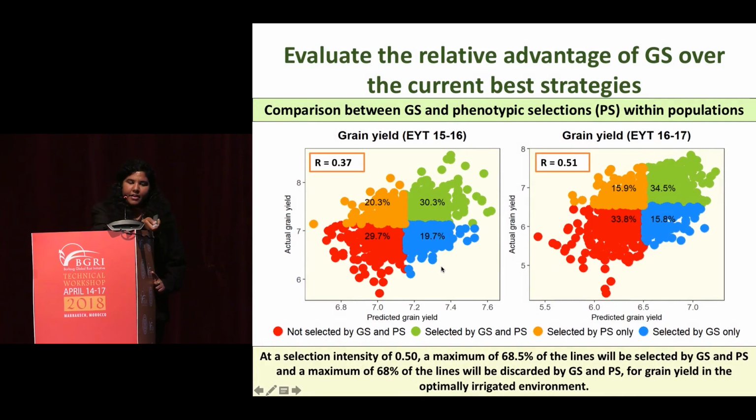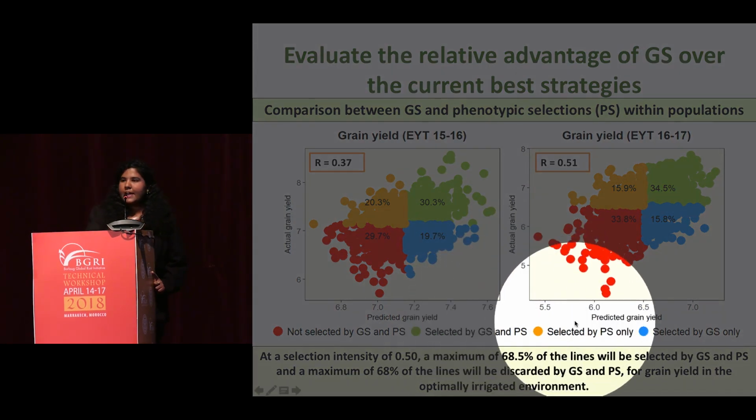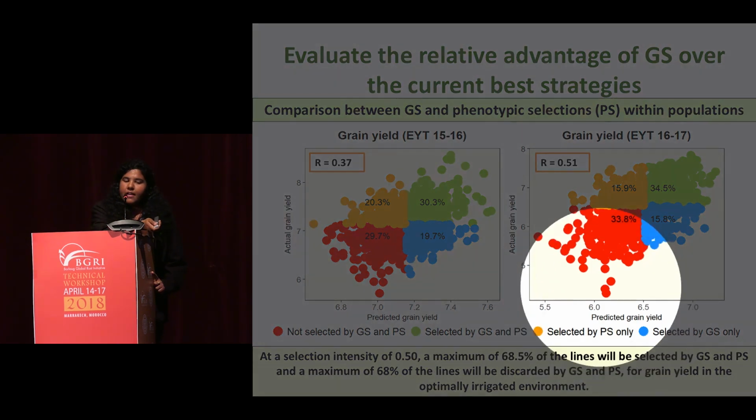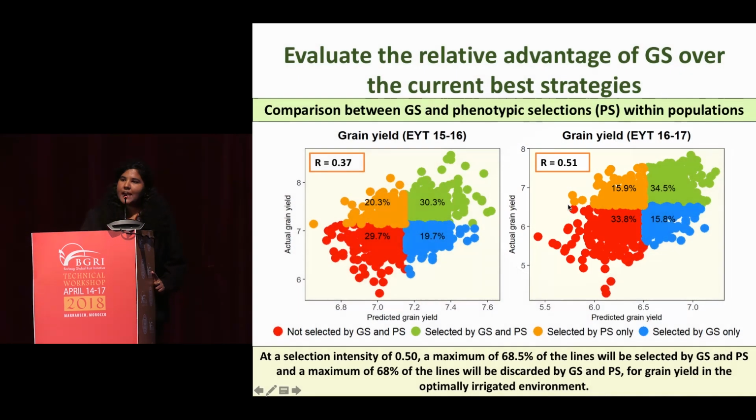As you can see here, about 68% of the lines will be selected by both these methods, and about 68% of the lines can also be discarded by both these methods. And if you have a higher accuracy, then your chances of having more lines that are selected and discarded in common between these methods are also high.